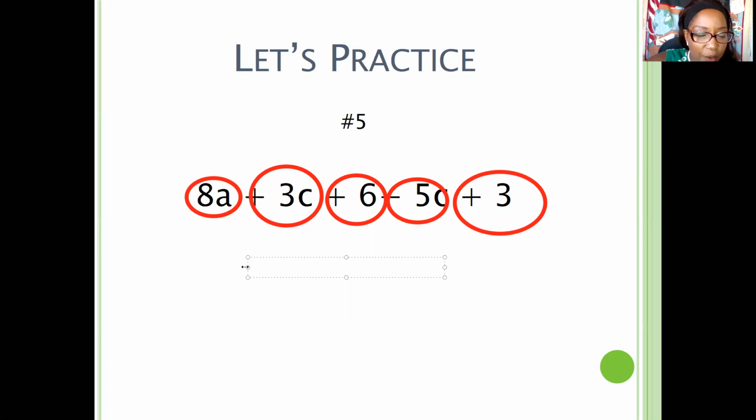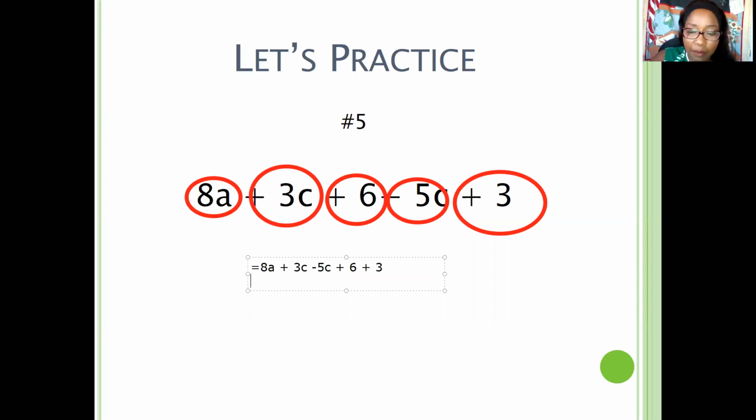So we're going to collect. We have 8a and only 1 a term. And then we have plus 3c. And then we look to see, do we have another c term? Yes. Even though I might have mutilated it with my circle, minus 5c, because I'm keeping the operation in front of the term. The operation is telling me what to do. So gotta have those instructions. Then we have the constant, that's plus 6, and then we have plus 3.